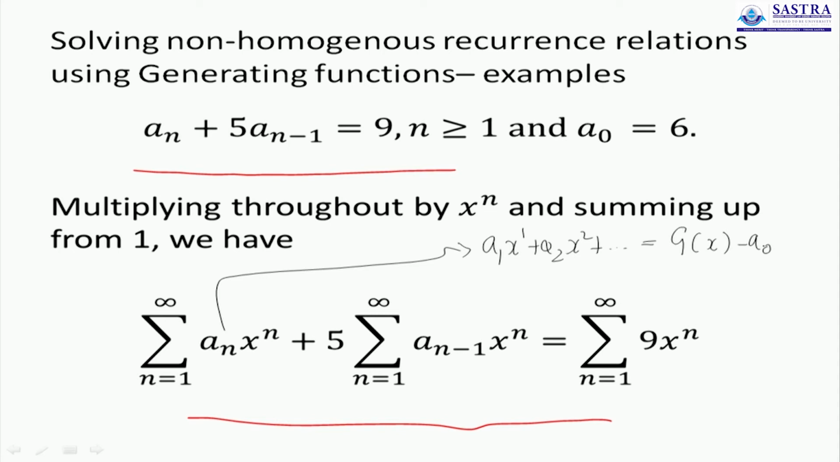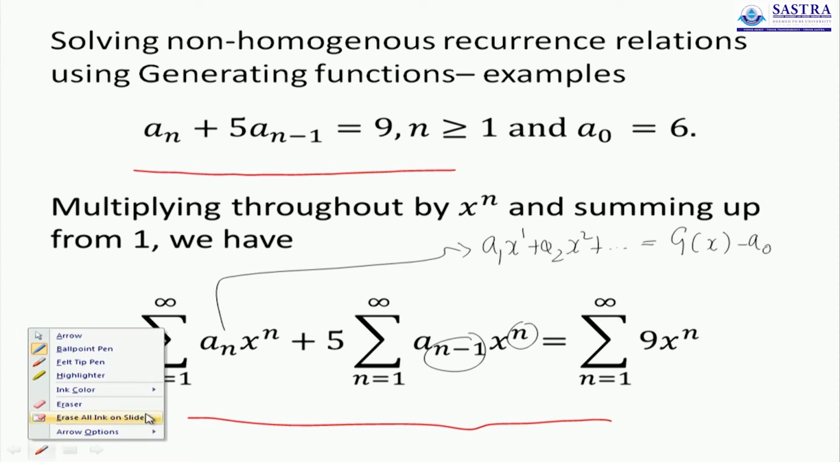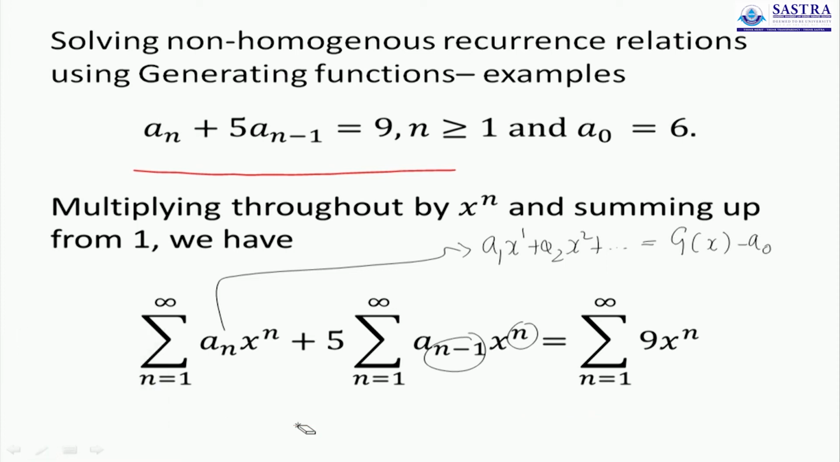The second one is pretty easy. The second one involves this summation, where we see that the index of the exponent and the index of the subscript are not matching, but we know that in g of x those two indices always matched. So in order to bring about that, what we'll do is factor out 5x outside. So we'll write this as 5 times x times the summation, where you have a n minus 1 x to the power of n minus 1. Now the exponent of x and the subscript index of a do match, so you can bring about the g of x that we are trying to solve for.